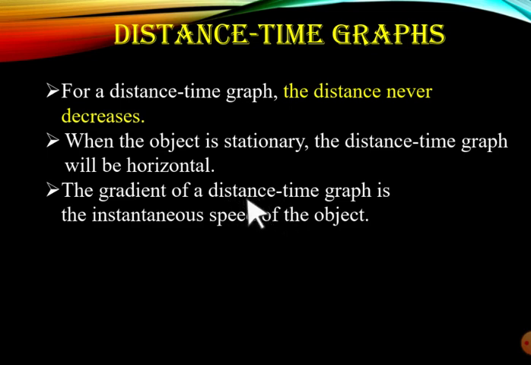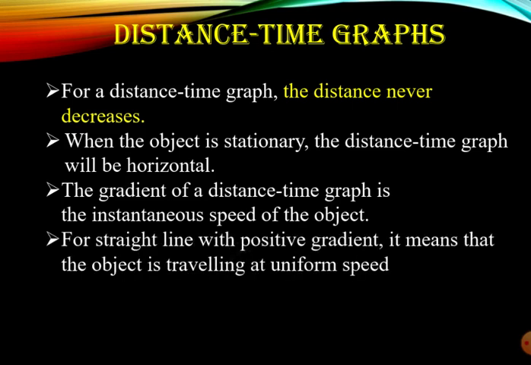When we draw graphs of distance versus time, distance has to be drawn along the y-axis while time is drawn along the x-axis, because time is the independent variable and distance is the dependent variable. We always draw the dependent variable along the y-axis and the independent variable along the x-axis, so that change in y with respect to change in x is called the gradient in mathematics. So the change in distance to the change in time is the gradient, and that gradient gives you the instantaneous speed of the object.